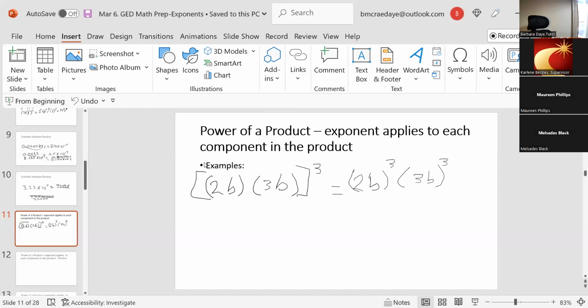The exponent applies to each component in the product. So I multiply 8 times 27. That's the only way I see out. I don't think it's subtraction. Power to power, the exponent applies to each factor, likely distributing. So you put 3 to each of them.